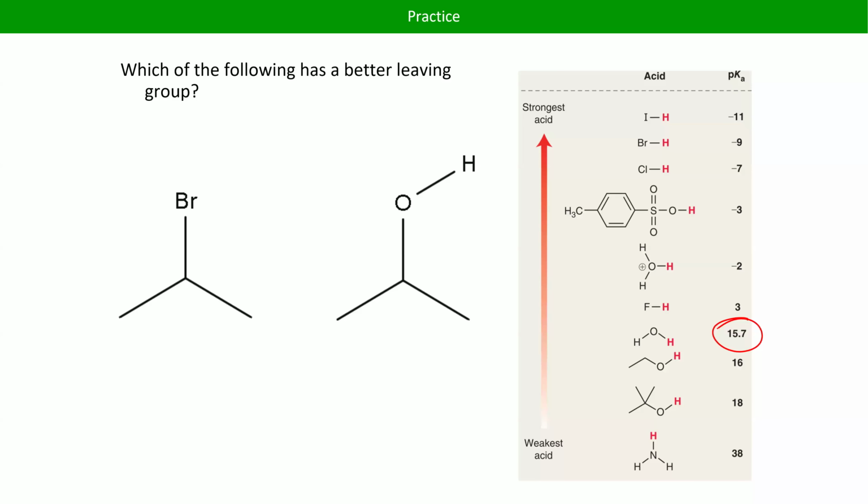So why is HBr a strong acid though? It's a strong acid, so its conjugate base, which would just be the bromide, is good at leaving. Water is not a strong acid, so its conjugate base, hydroxide, is not a good leaving group.